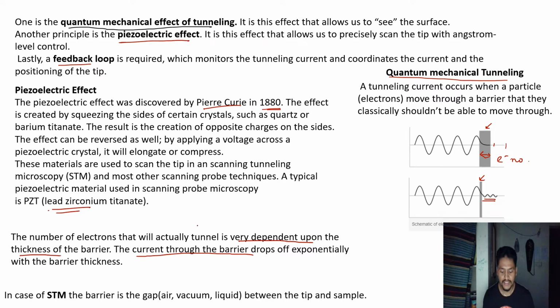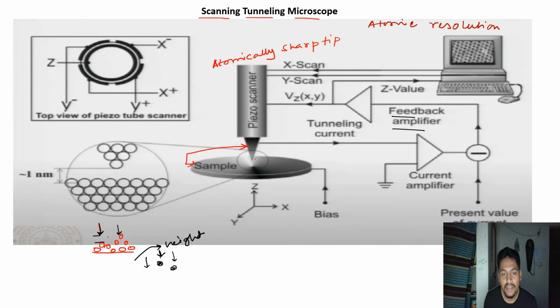Now in the case of STM, what is the tunneling probability? There is no contact between the tip and the surface; there is a gap, right? This gap is normally on the nanometer order, some one or two nanometers. This gap may be vacuum or air, or in the case of a solid-liquid interface it can be some liquid. So this is the place where the electron is tunneling through. Depending upon the barrier, we will get the tunneling current.